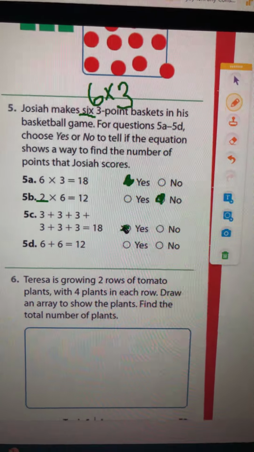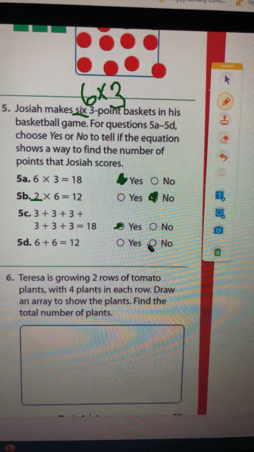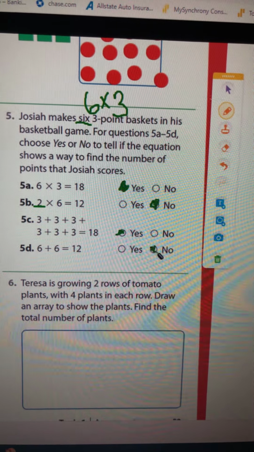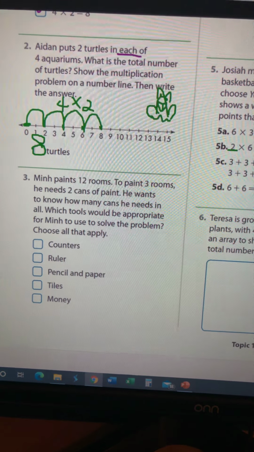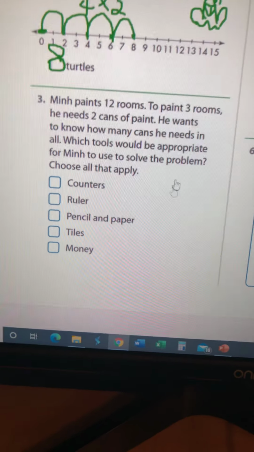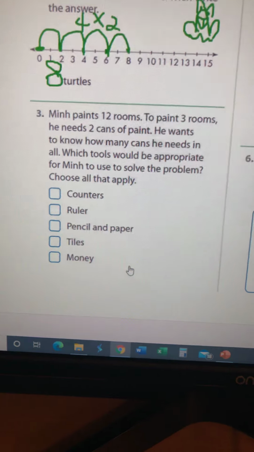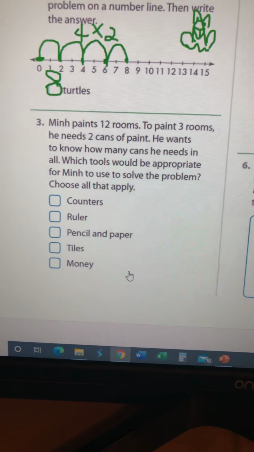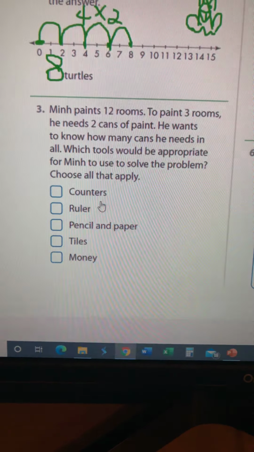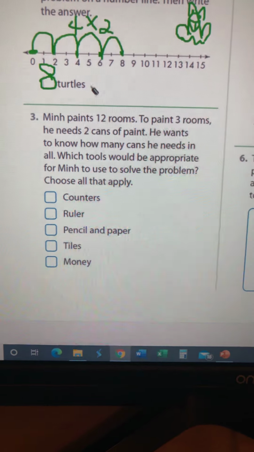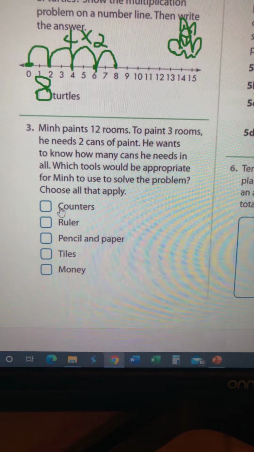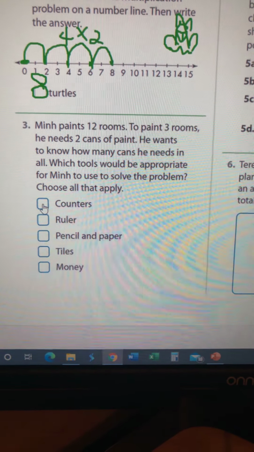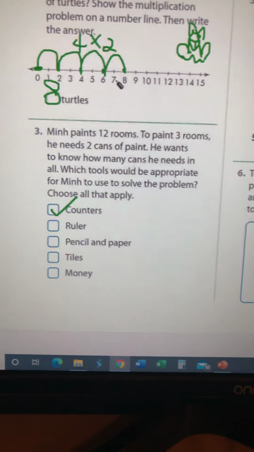Okay, the last one, we have 6 plus 6 equals 12. Now, we already know he scored 18 points, so that's a no. All right, going down to the last one. This one's kind of silly to me. It's asking what kind of tools you would use to multiply. Now, counters, now that sounds like a weird word, but counters are just those little yellow and red chips that we used in class, and we did use those for one of our lessons. So yeah, we used that to multiply.